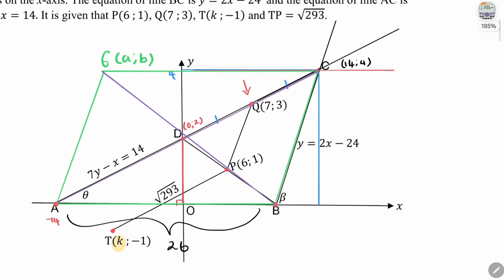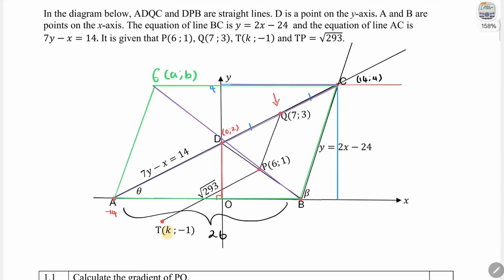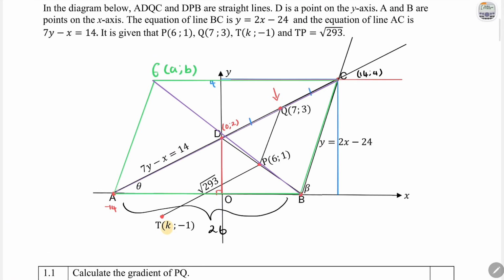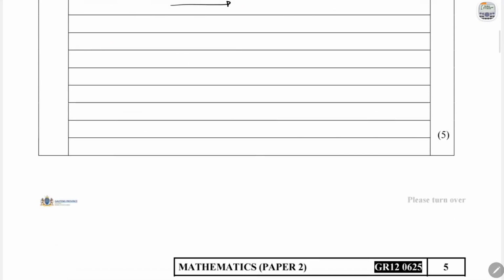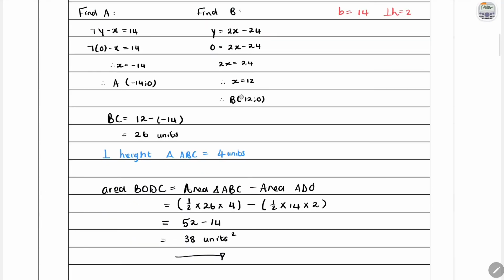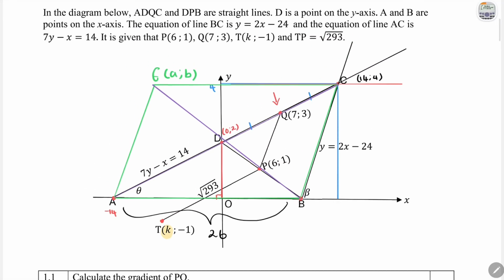Just like we did with that first question over here. Okay, we had this point and then we used that midpoint to find that point C. Okay, so let's go ahead and do this. All we need is that point A, which is negative 14 and 0. C is 14 and 4. B, we already found B. B was 12 and 0. Okay, and then E is missing.